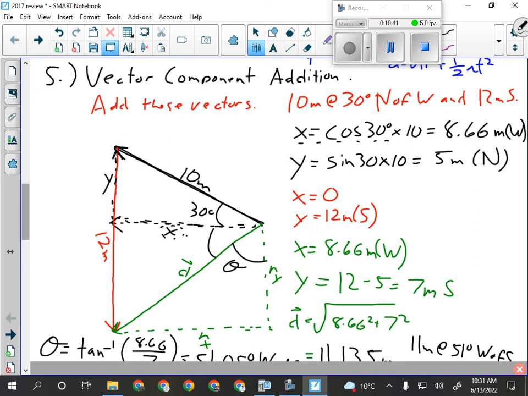The 12 meter vector is easier because it's not a triangle, it's straight south. Its x component is going to be 0 because it doesn't go east or west, and its y component will be 12 meters south because that's all it does. Ring the bell so far?